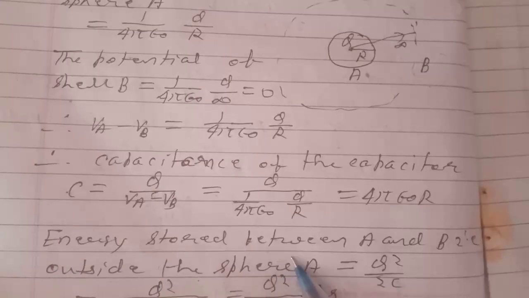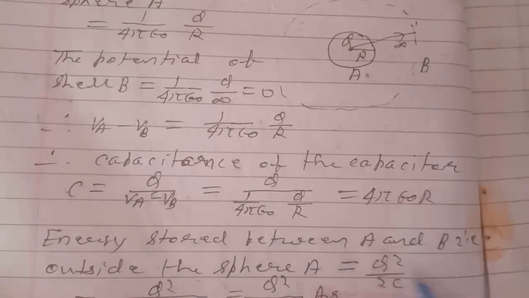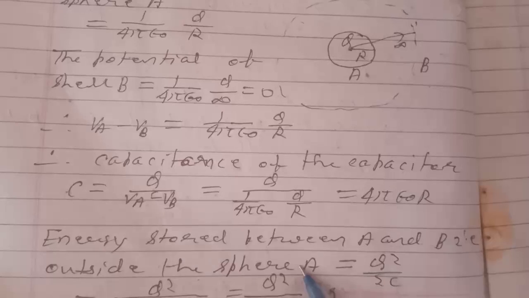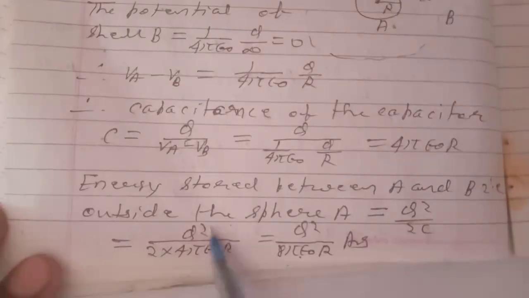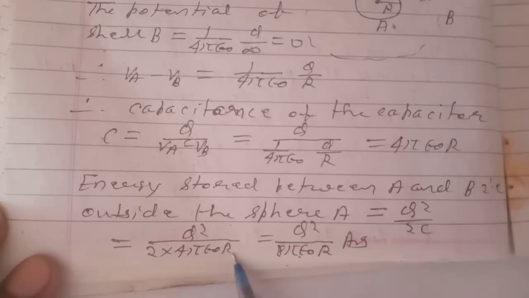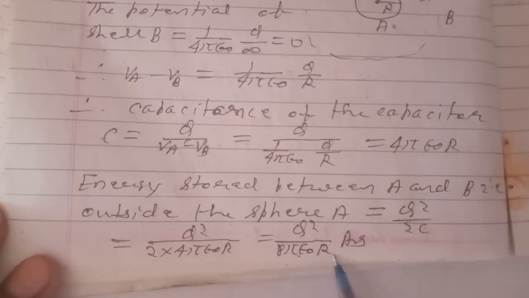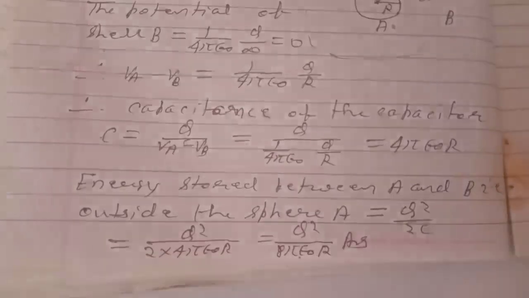Now energy stored between A and B, that is outside the sphere A, equals q square by 2C, or q square by 2 into 4 pi epsilon naught r, or q square by 8 pi epsilon naught r. Answer.